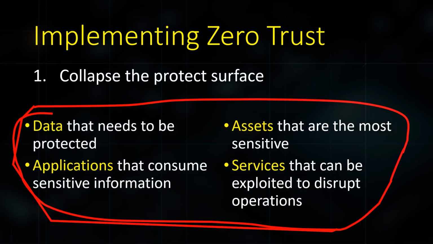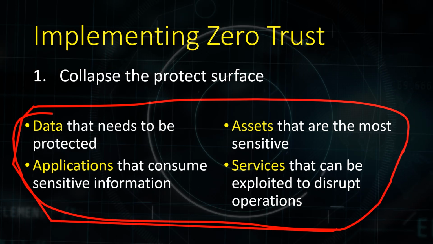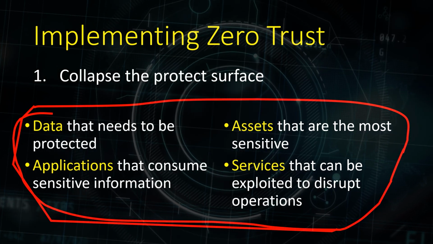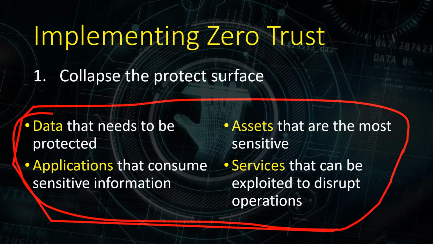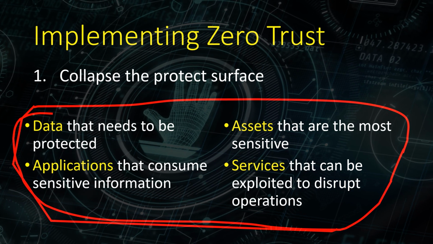Earlier I said that you can't be sure you've kept intruders out of your infrastructure, and this is the same thing. The Secret Service and the law enforcement officers can't be sure that there aren't any bad actors in the crowd. So the Secret Service takes measures that will protect the president even if there are. We define protect surfaces by determining what data needs to be protected, which are the applications that consume sensitive data, which assets are the most sensitive, and finally, which services can be exploited to disrupt operations. And those are the things we need to protect.